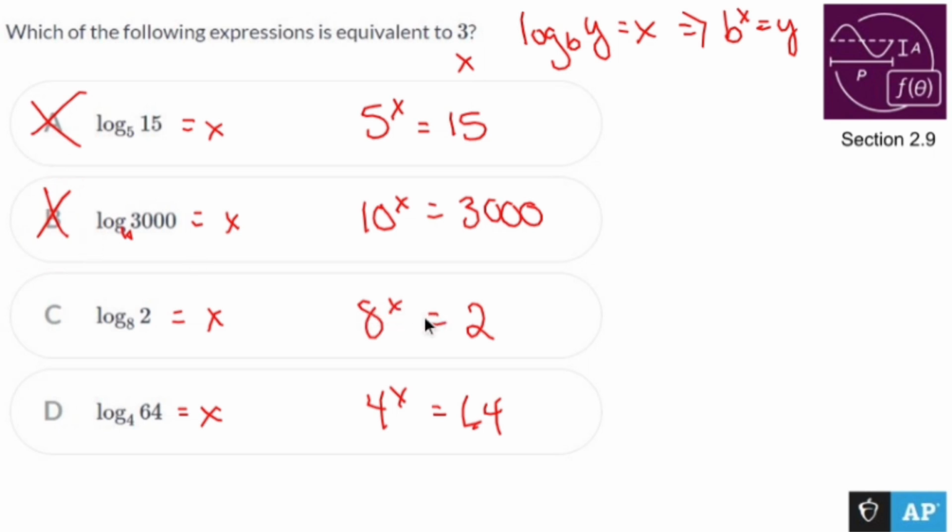8 to the third is 64. No, it's not. But 4 to the third is 64. Ugh. Well, I botched that up with my words, but you know what? I still got the end result. 4 to the third is 64. That's my guy right there.